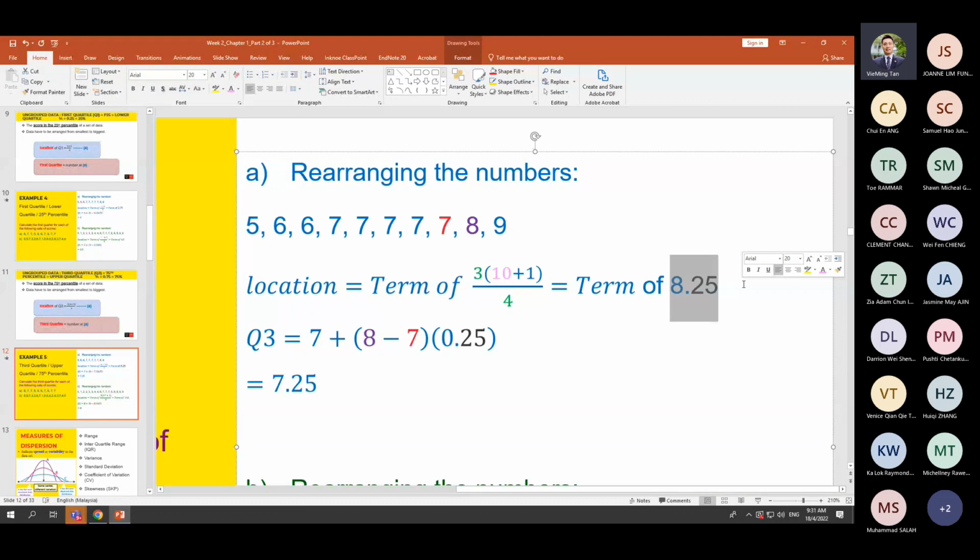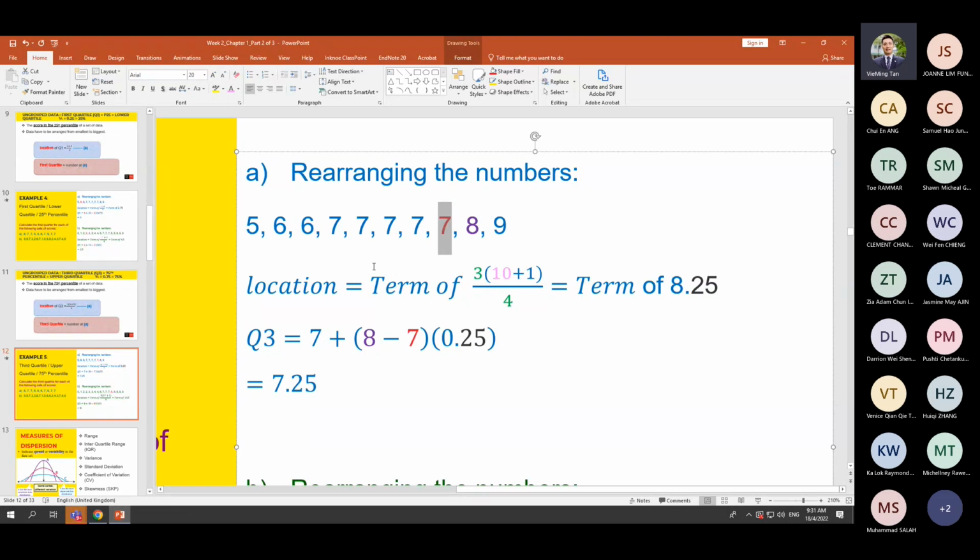So how are we going to calculate the Q3 value? We need to identify where term 8 is. Term 8 is this one, the red 7. Term 9 is this purple 8. This is term 9, and this is term 8. So how do we get the value then?